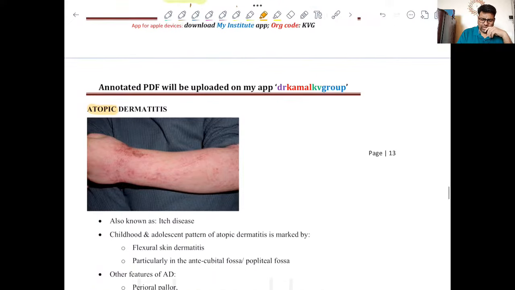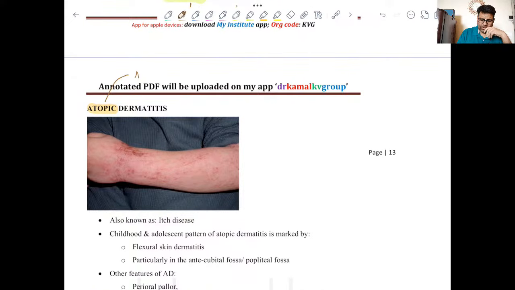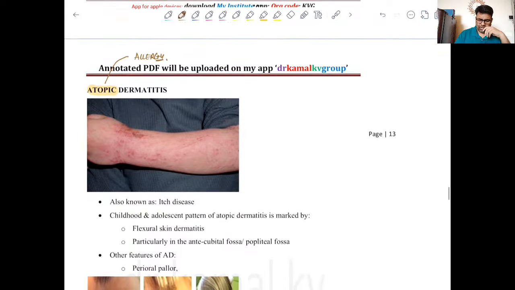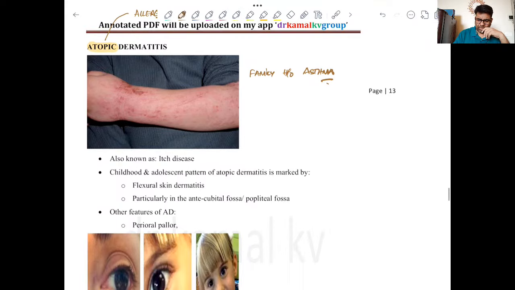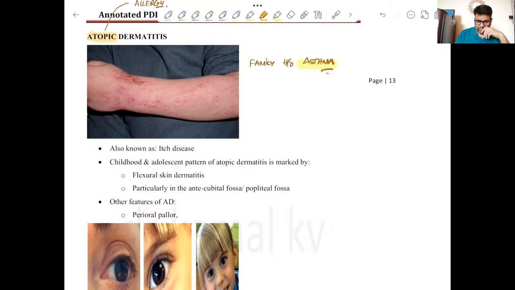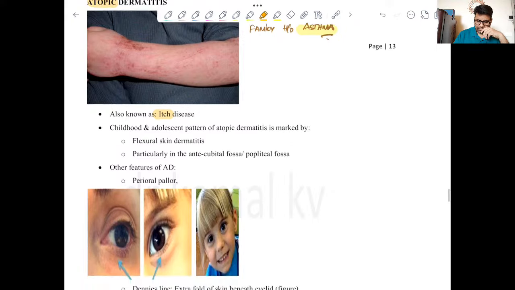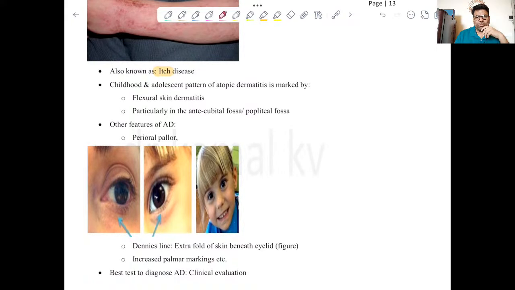Now we are using the word atopic, so it has something to do with allergy. So here there is a classical, at times, family history of asthma, right? Even in the patient there can be a history of asthma, so this is related to atopy. Now there is so much itching that this condition is also known as itch disease, and in different age groups different areas of the body are involved.